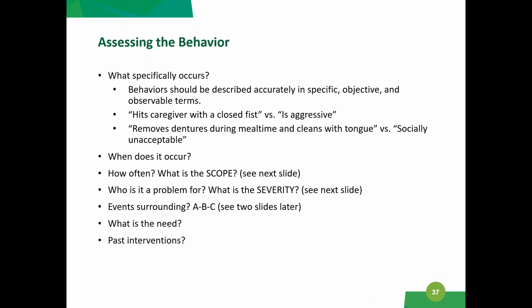When does it occur? How often does it occur, such as the scope? And we're going to talk about what the scope is on the next slide. Who is it a problem for? What's the severity of it? Again, next slide, we're going to talk about it. And the events surrounding it, the ABC. What's the need and past interventions? What else has been done to solve for this? How long ago were they done? And what was the result?